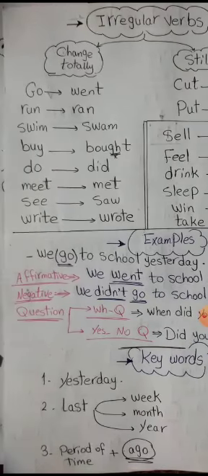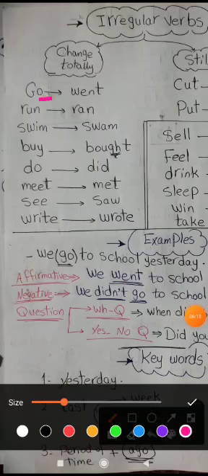بتتحول لإيه؟ Go, هنا يذهب. I go to school every day. طيب, yesterday I go to school or I went to school? I went. Accent. يبقى go تتحول لإيه؟ Went. Go, went.